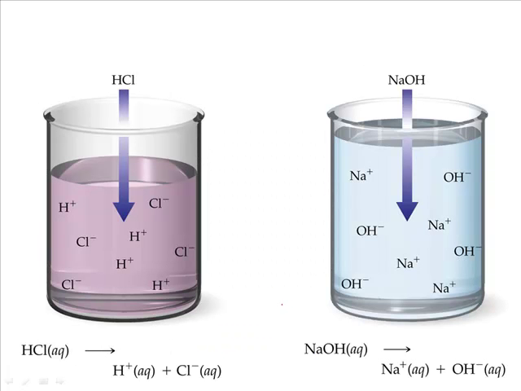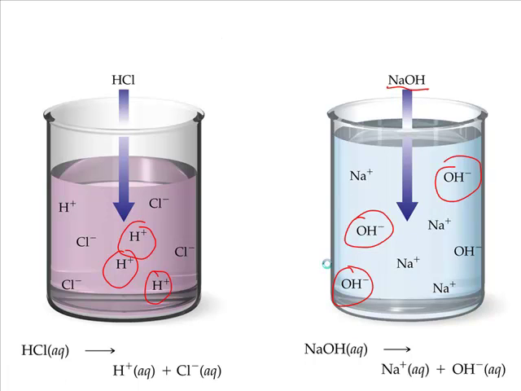So we look at these two solutions. The one on the left, we're dropping in the HCl. We see that it separates into a bunch of H's. That means it's an acid. Over here, we drop in the NaOH, separates into a bunch of OHs. We see that that's a base, according to this first very, very simple, very basic, no pun intended, definition.